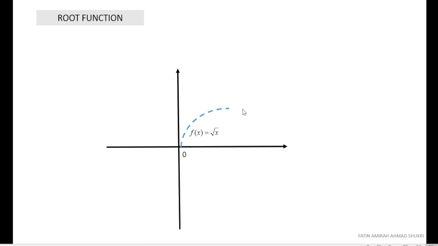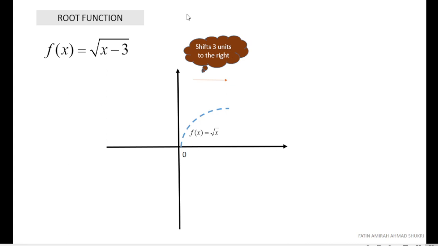Now we look at the given example: square root of x minus 3. So you will shift the graph to the left or to the right. Okay, so we will shift 3 units. Since it is x minus 3, that means we will shift 3 units to the right. And then we have x equal to 3 here, so the point will start at x equal to 3. Okay, what will be the domain and range?